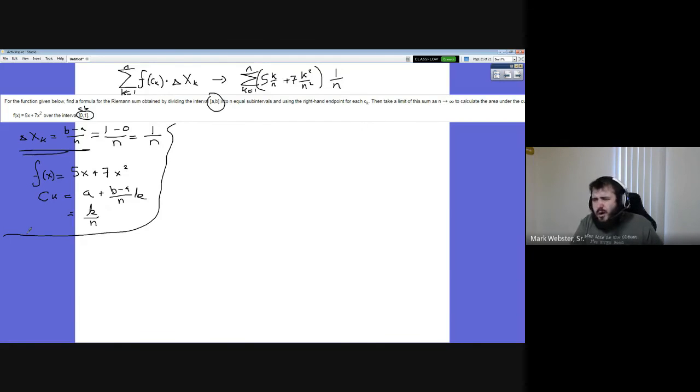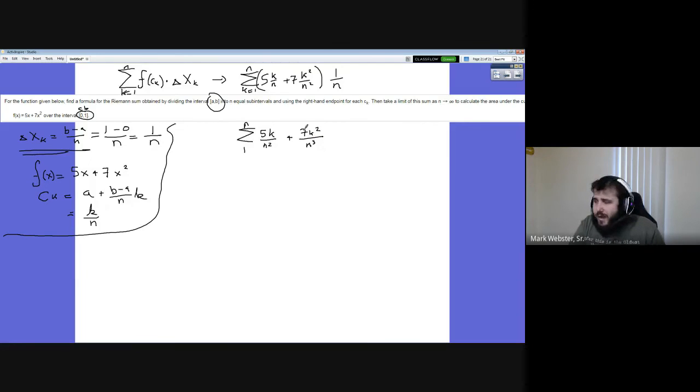We're going to do at least one more of these. I've got at least one more to work with. So let's go ahead and do this. So we've got to distribute the 1 over n in, right? I'm going to start to be messy. So we got 5k over n squared plus 7k squared over n cubed, right?